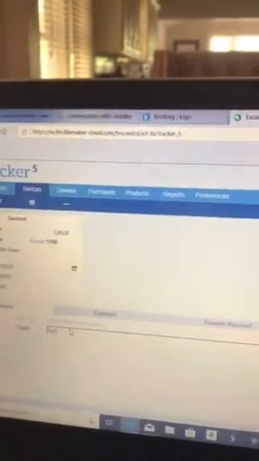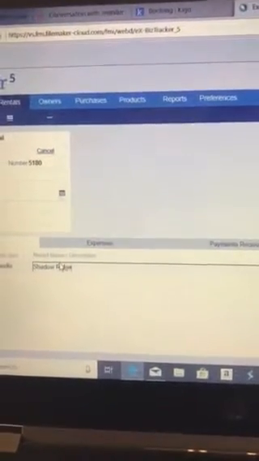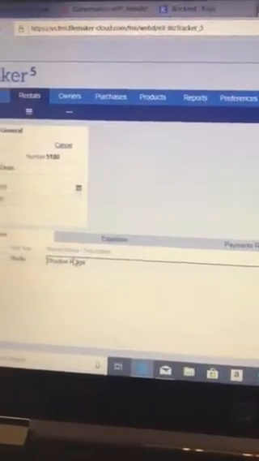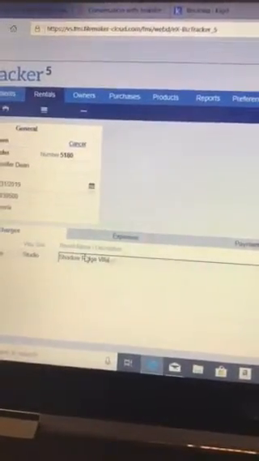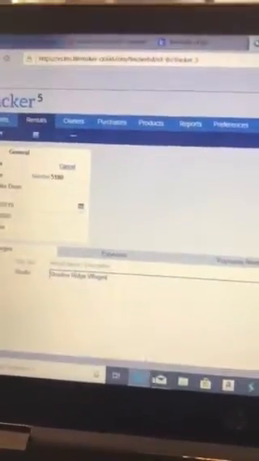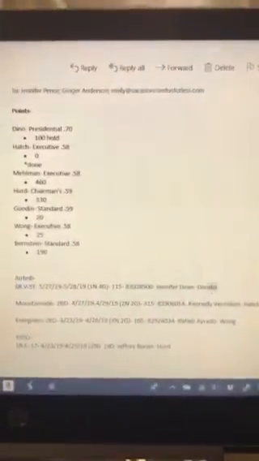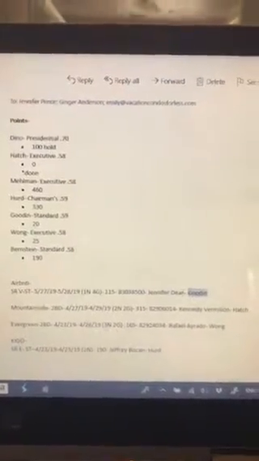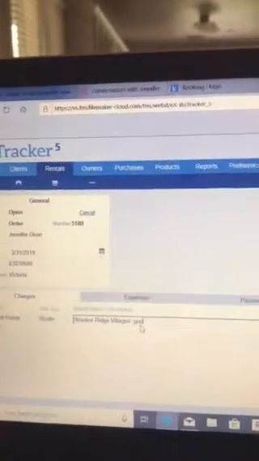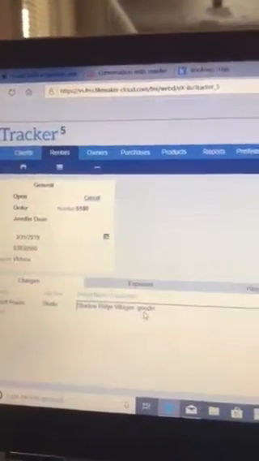Studio. Shadow Ridge Villages. And that was booked under Gooden. That's the owner of Gooden, okay? So we need to put it here next to description. Gooden, so we know who it's booked on.